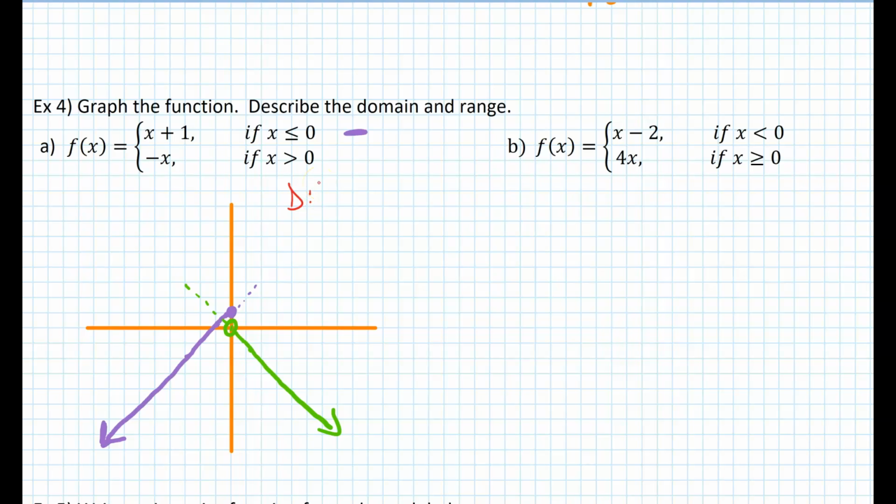Okay, so let's talk about domain and range now that we have it graphed. Domain, x values. Any restrictions on x? No. Nope. So we could either say x is all real numbers, or we could do interval notation.